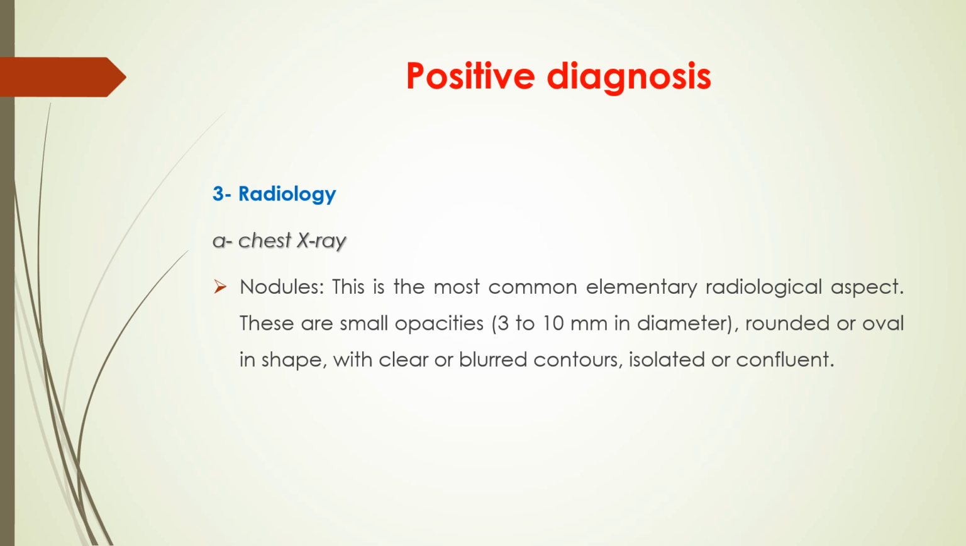The chest X-ray is very important to suggest a diagnosis, and we have some signs which are very suggestive of TB. Three signs. The first one is the nodules, which are the most common elementary radiological aspect of TB. They are small opacities of 3 to 10 millimeters in diameter, rounded or oval in shape, with clear or blurred contours, isolated or confluent.